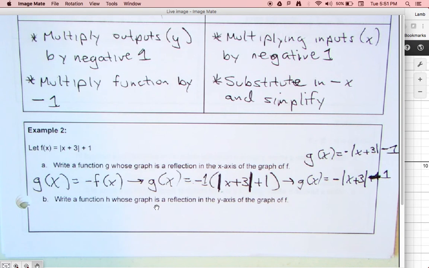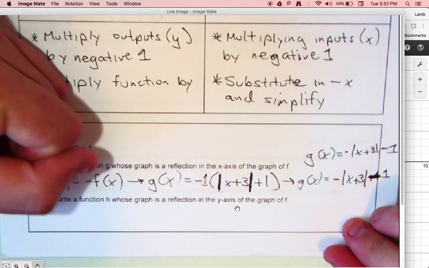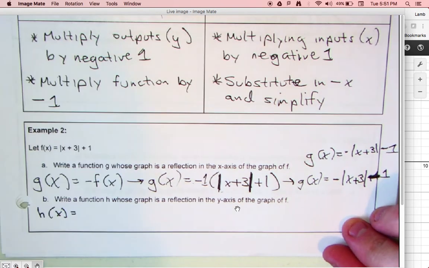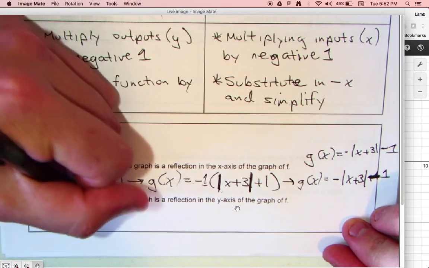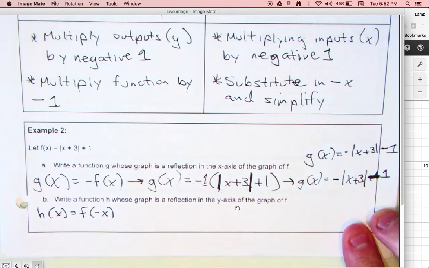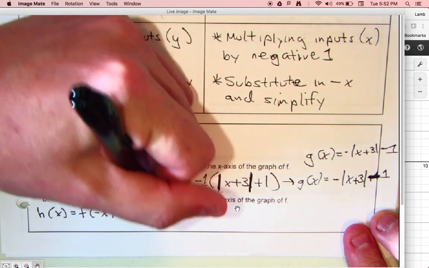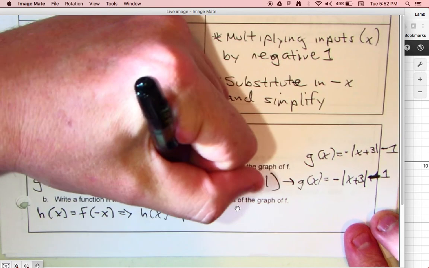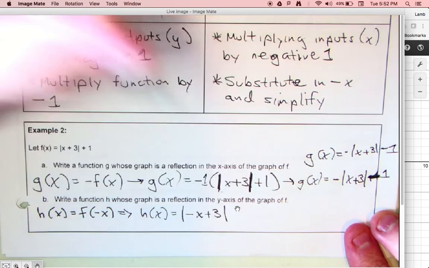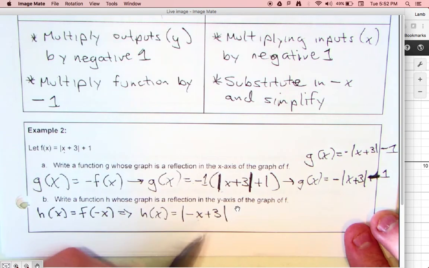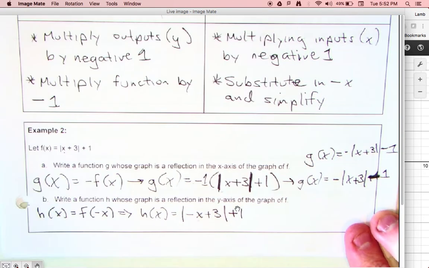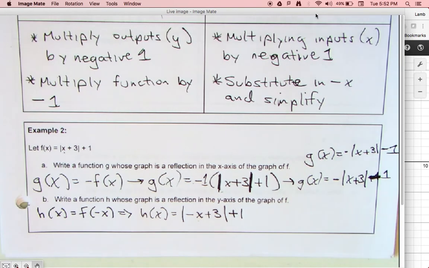Similarly, part B, if we want to write a function h whose graph is a reflection over the y-axis, what do we have to do? We have to do h of x equals f of negative x. So basically I have to substitute in negative x for x. So what's that look like? I end up with h of x equals absolute value of negative x plus 3. I replace x with negative x, and then I have to keep my plus 1. Normally we would be done, but absolute values have a little bit of a screwy thing here.